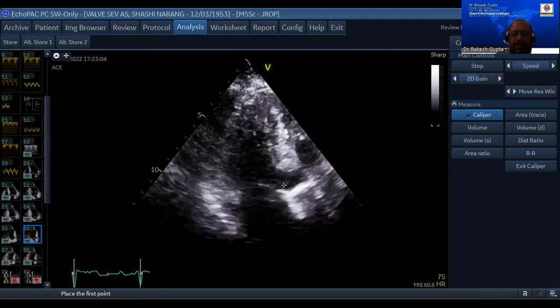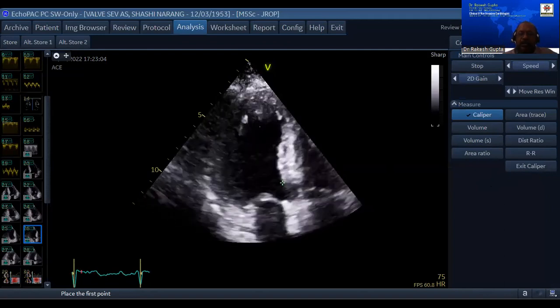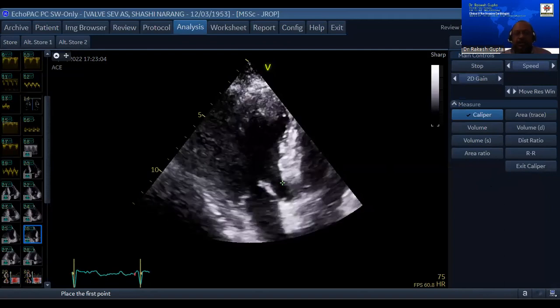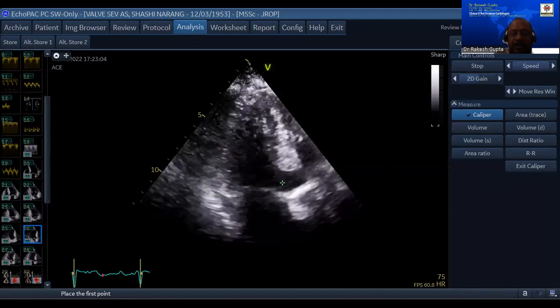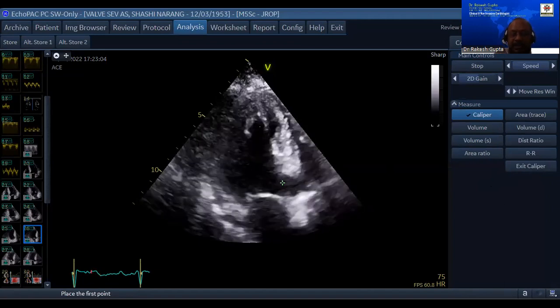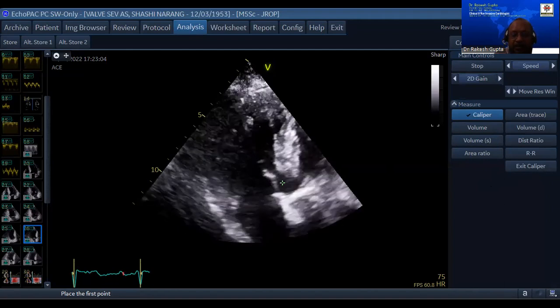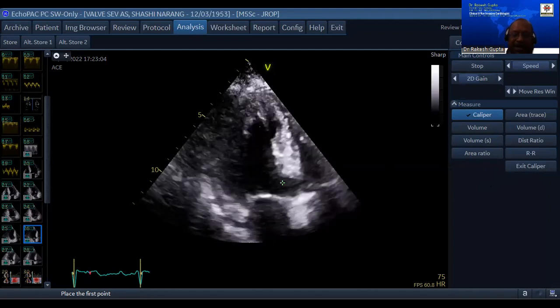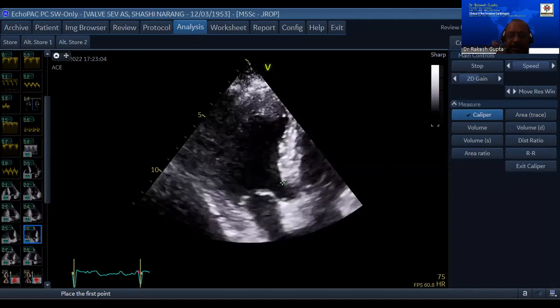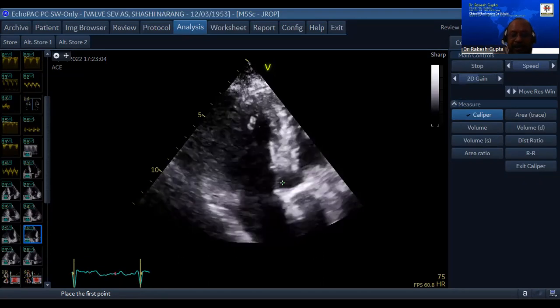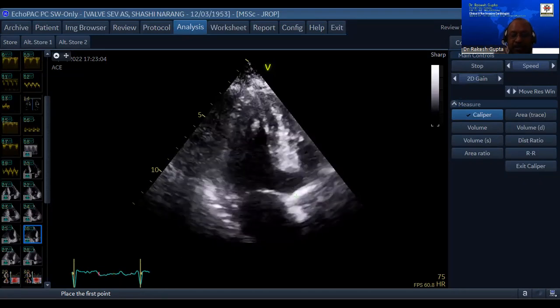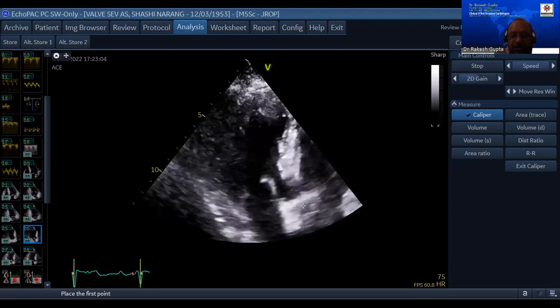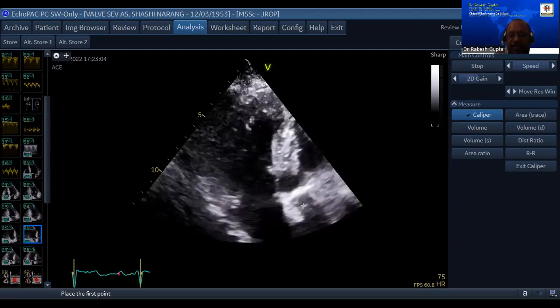So I'll keep my sample volume over here. Can you see my arrow? Yes, sir, I can see. So this is pulse wave. Pulse wave is site specific. So I'll keep my pulse wave sample volume at this point to take my LVOT VTI. Now for the aortic valve, I'll move my pulse wave from here to this point, to the aortic valve leaflet.